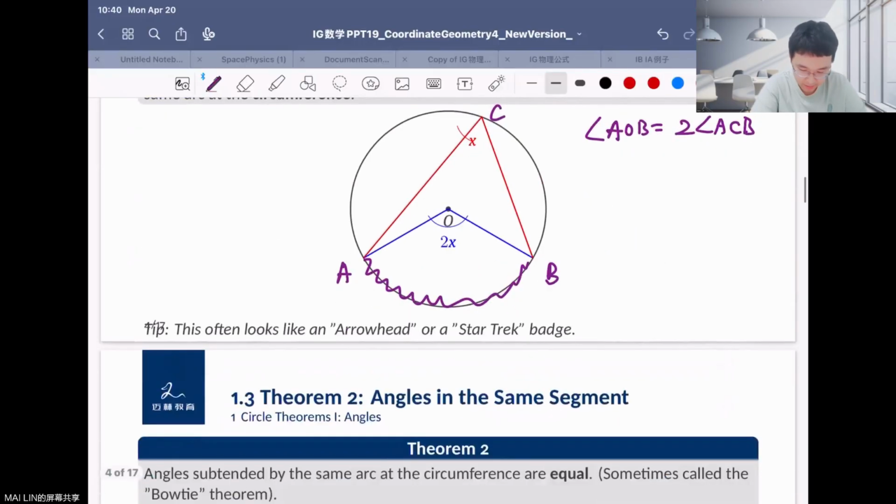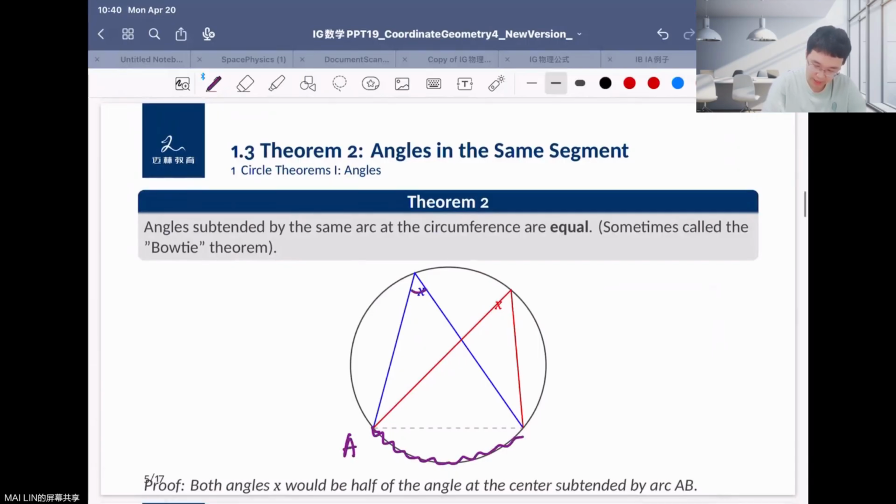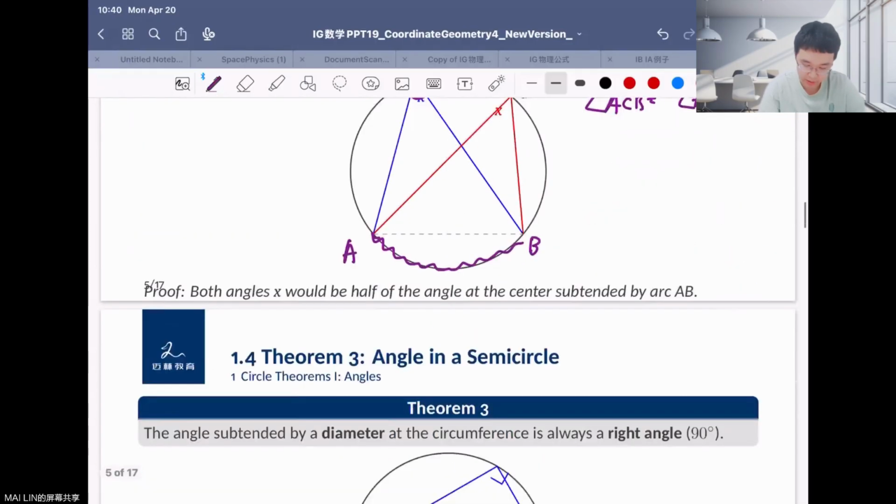Okay, that is it. The next theorem is to find the angles in the same segment. Here they are in the same segment. So here we can name the 4 points A, B, C, and D. So the angle ACB equals angle ADB equals x. They are the same angles.